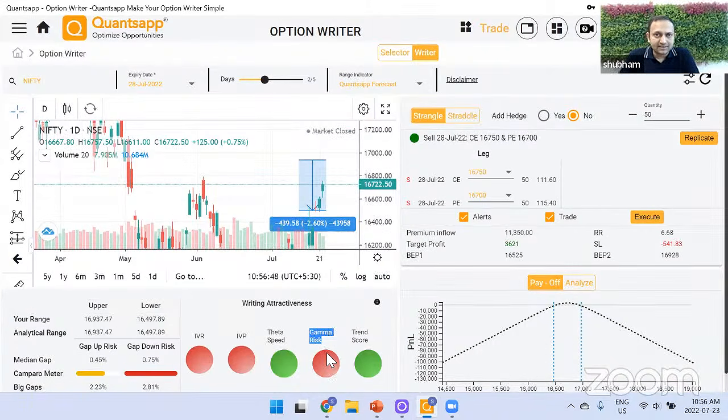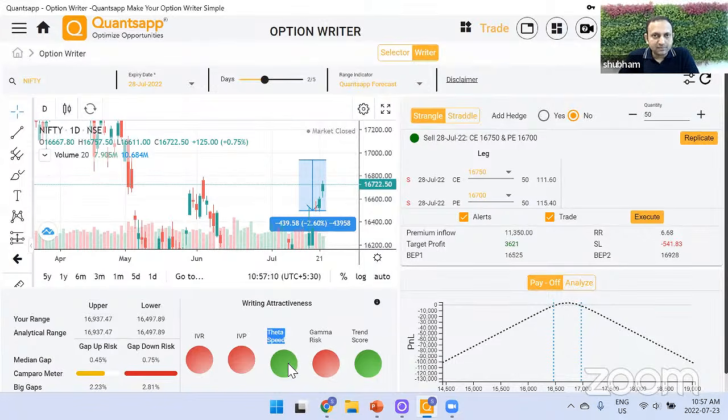Even now, because it's a weekend, you're seeing the gamma as red. But in between, on Monday, Tuesday, Wednesday, you'll mostly see gamma being green or yellow. So this is indicating how much gamma risk you're taking right now. Only because of the weekend, I think it is showing you red. But the moment you enter Monday, I think it should be green or yellow.